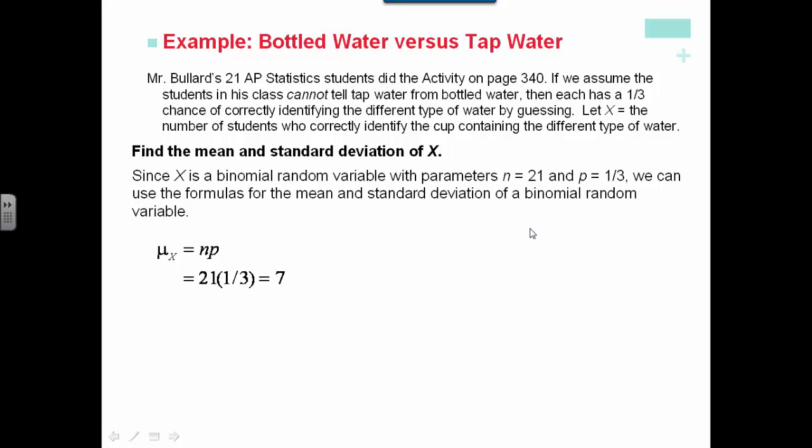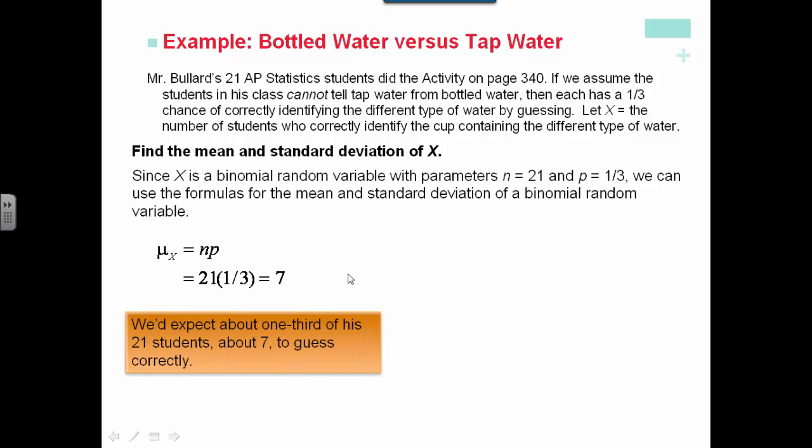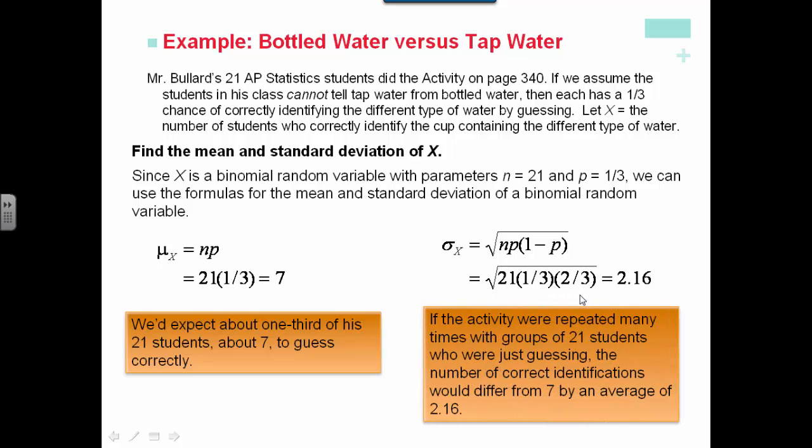We can use the formulas. So mu of x is 21 times 1/3, which is 7. We expect 1/3 of the students, about 7, to guess correctly. Standard deviation: the square root of 21 times 1/3 times 2/3 is 2.16. If the activity were repeated many times, with groups of 21 students who are just guessing, the number of correct identifications would differ from 7 by an average of 2.16.